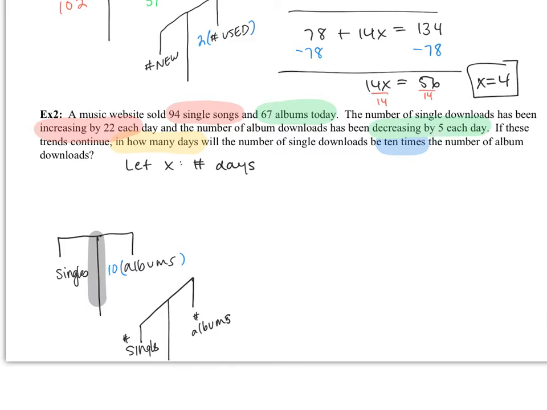So the equation that I'm going to set up is singles equaling 10 times the number of albums. So for singles, I've got 94, and I'm adding to that 22 each day, and X represents my number of days, equals for my albums, I have 67 minus 5 each day, but I'm multiplying that quantity by 10. Now that you have your equation set up, you can go ahead and solve that equation. Press play when you're ready to check your answers.